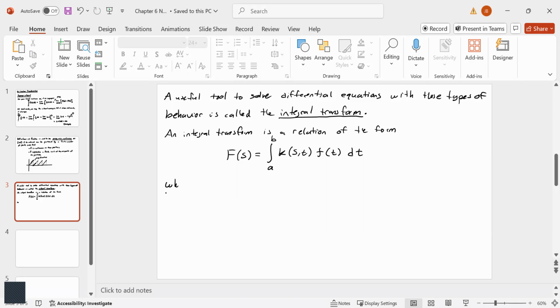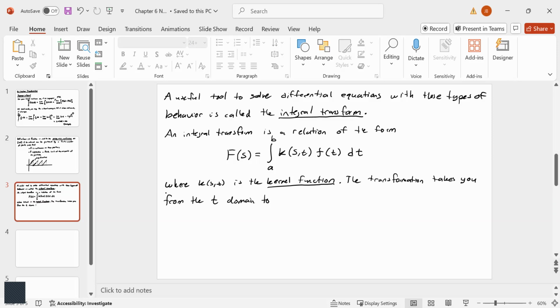Now, that function k is called the kernel function. There's only going to be one kernel function in this class, the Laplace, but there are many of them. So this transformation takes you from the t domain to the s domain.